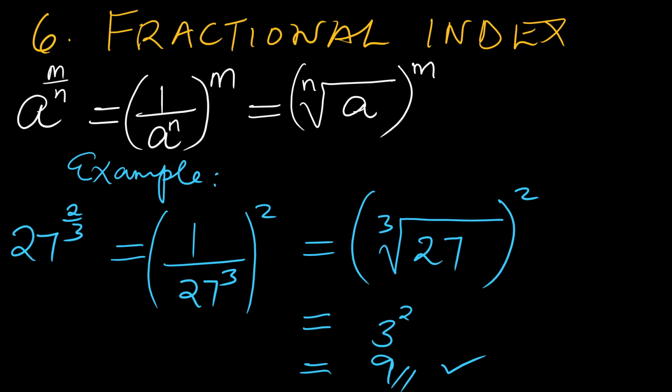An example, if you have 27 raised to the power 2/3, you can simplify this by writing it as the cube root of 27, then you square everything. The cube root of 27 is 3, then you square that, you get 9.